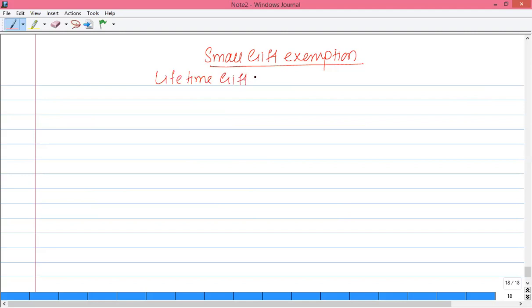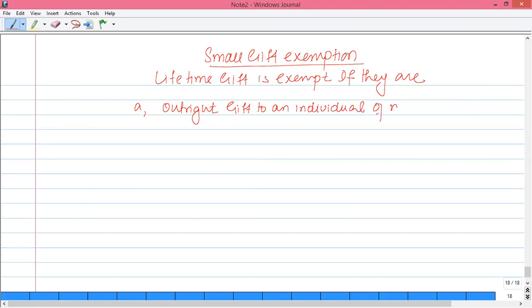Lifetime gift is exempt if they are an outright gift to an individual of no more than £250 per person per tax year.